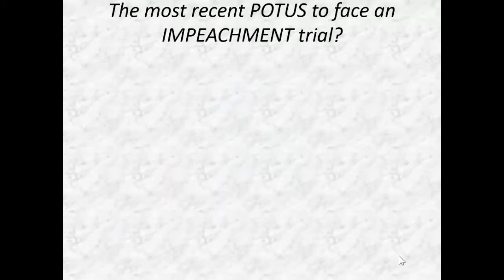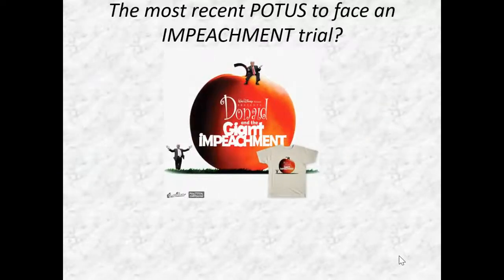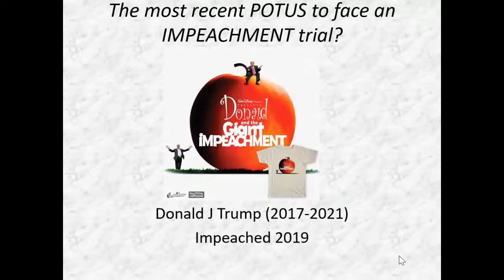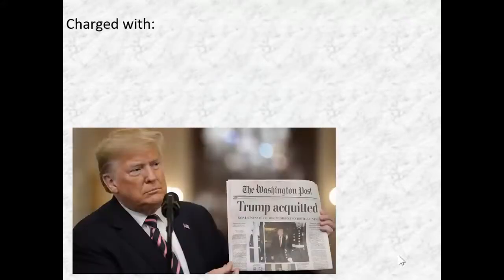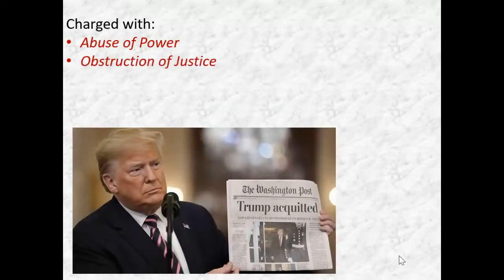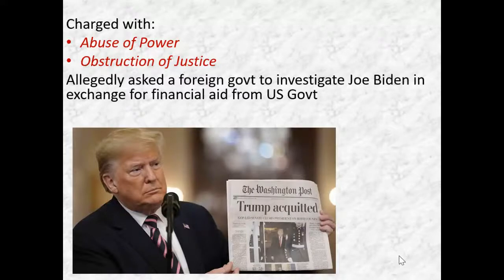Which brings us to the most recent impeachment proceedings, which involved none other than, love him or hate him, Donald J. Trump. Number 45, President Trump was impeached in December of 2019. Merry Christmas, Mr. President. He was charged with abuse of power and obstruction of justice. It was alleged that he essentially used a promise of $400 million in U.S. financial aid to the Ukraine in exchange for the Ukraine investigating and digging up dirt on the president's political rivals.